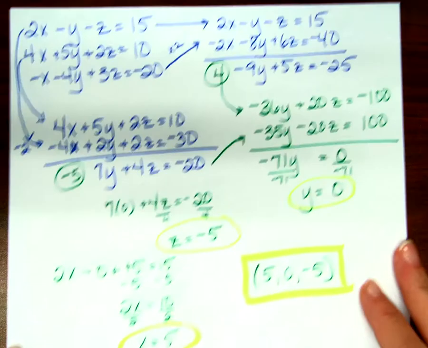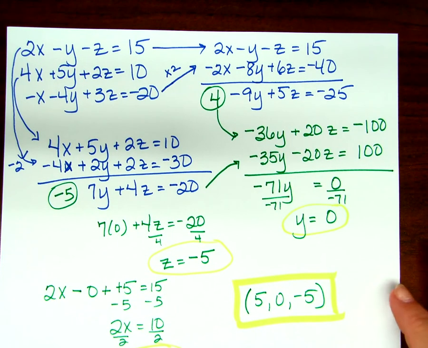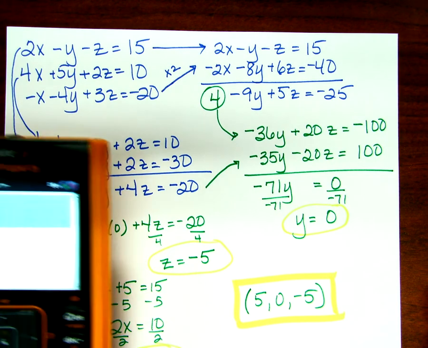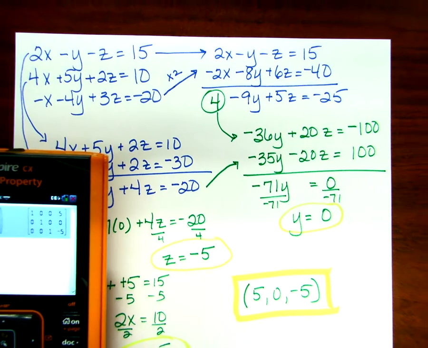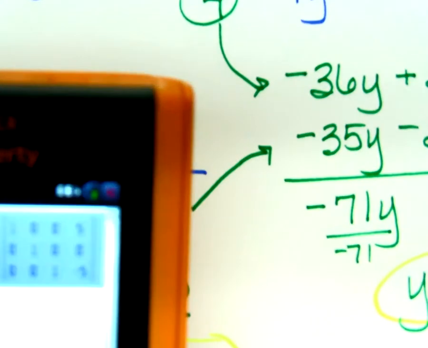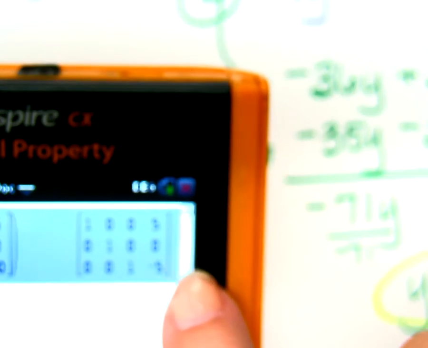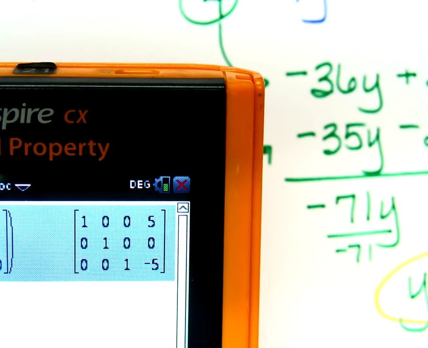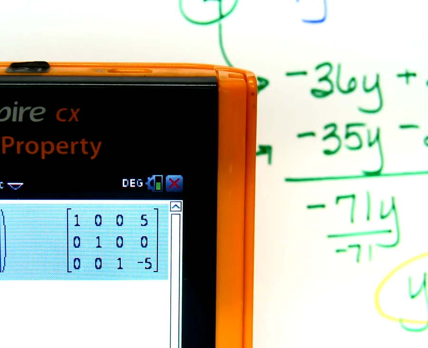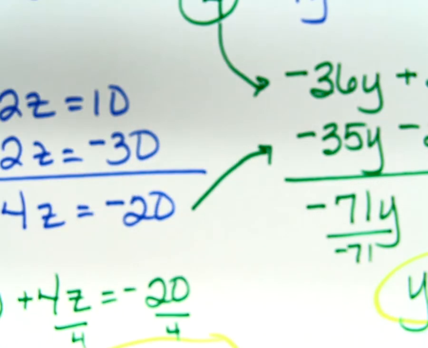This is typically the time in this chapter when, quite frankly, you hate me. And I accept that. Because I already knew what the answer was, because the calculator told me. Five, 0, negative 5. Yeah, I'm getting lots of dagger eyes right now.